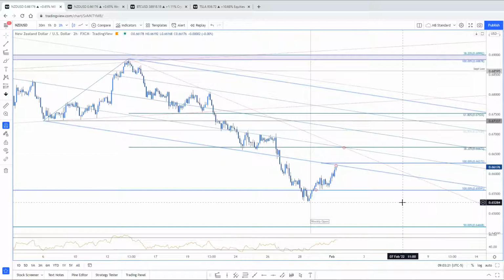Any questions? That's New Zealand dollar. And number 7.